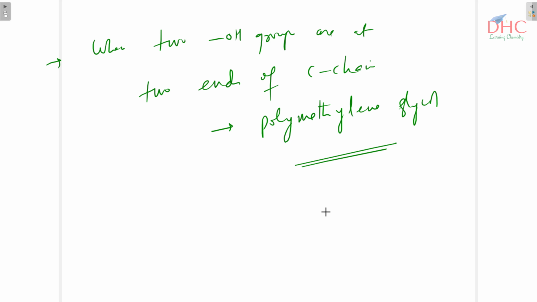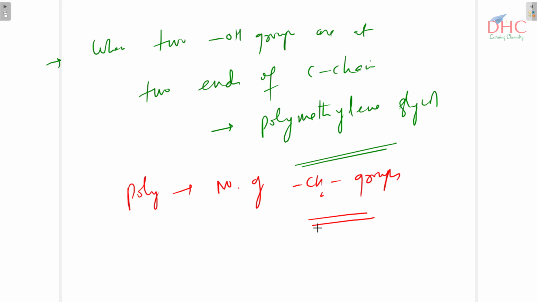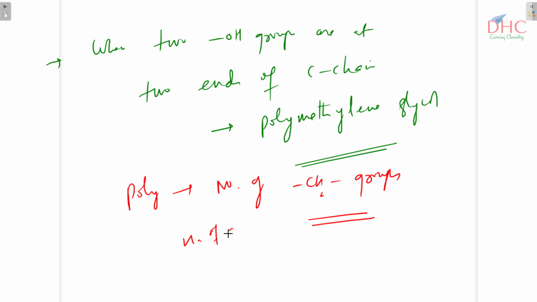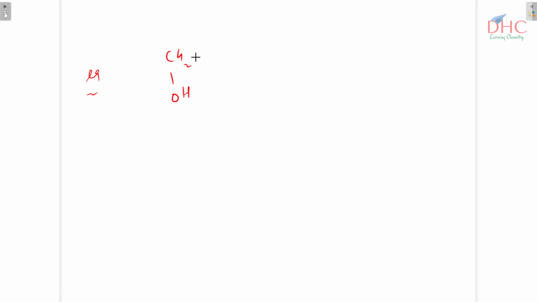Polymethylene glycol, for example. And poly again here stands for number of CH2 groups. For example, आपके पास है, and this is again applicable when the number of carbon atoms is greater than 2, जैसे मैंने polymethylene halides में बोला था. So it is here CH2OH single bond CH2 single bond CH2 single bond OH. So number of carbons is greater than 2. It's 3 over here. So the name will be polymethylene glycol.